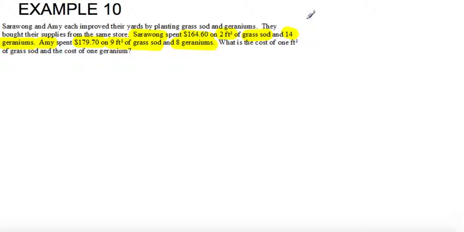Alright, so I'm going to pick out my variables. We're going to call the grass sod S, and then geraniums G. So that's the cost. Now we set up our equations. We know Sarah Wong's going to have an equation, and we know that Amy's going to have an equation.